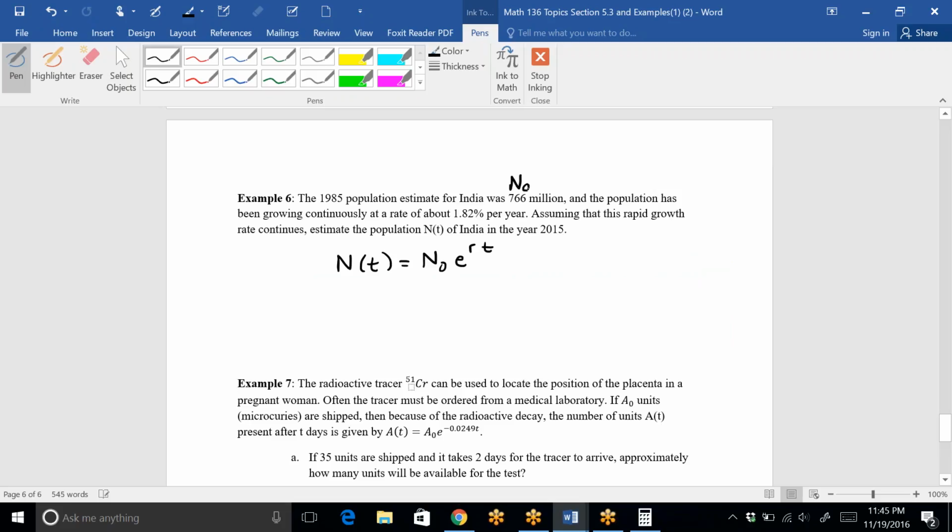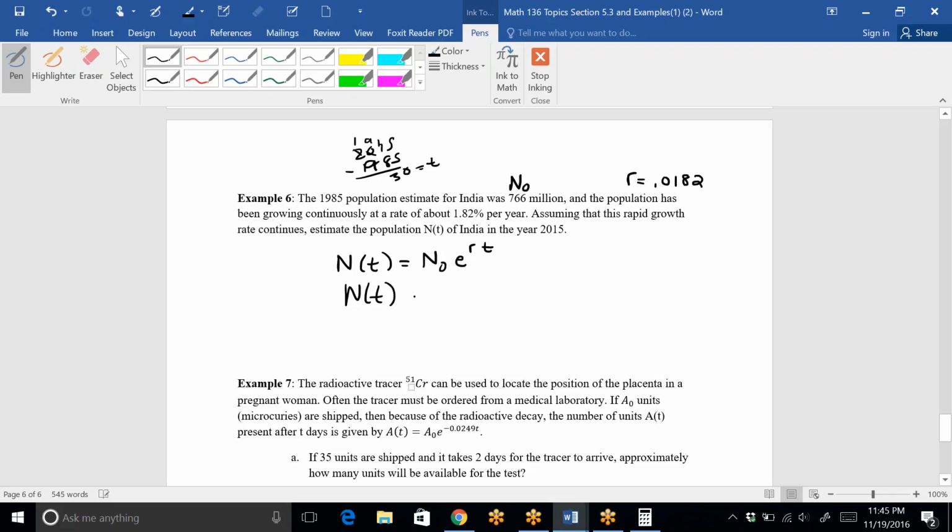So this is our initial population. Our rate as a decimal would be 0.0182. We need our time. So it was 1985 to 2015, so we're going to have to subtract to find that value, which would be 30 years. So t is 30. And we're ready to plug in.